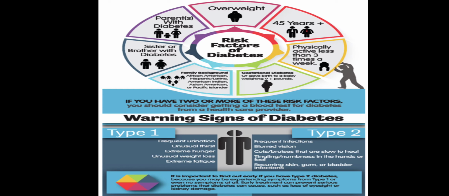Next one is genetics. Having specific genes may increase the risk of type 1 diabetes. A person's doctor can check for these genes.